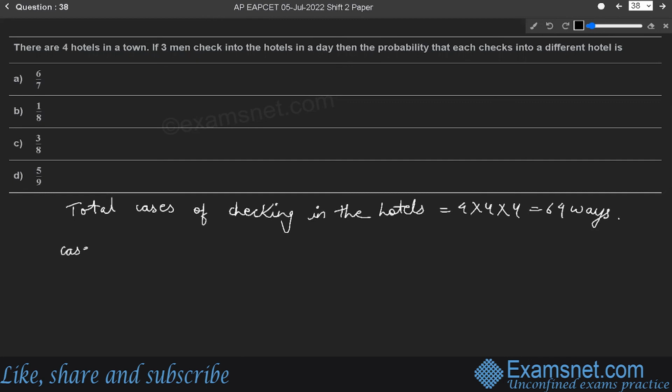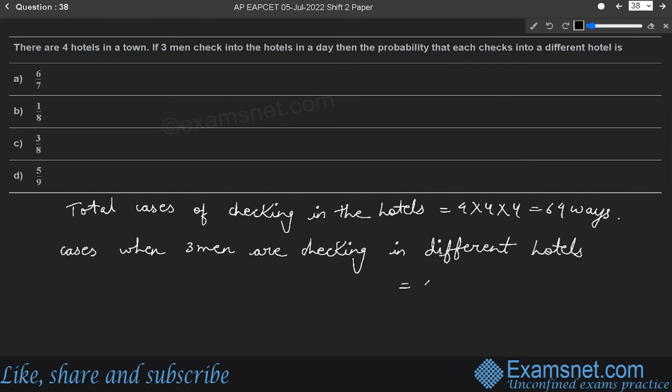Now, cases when 3 men are checking into different hotels will be 4 into 3 into 2, which is equal to 24 ways. Therefore, the required probability will be 24 upon 64, which is equal to 3 by 8. So we can say that the required probability here is 3 by 8. Therefore, option number C is the correct option here.